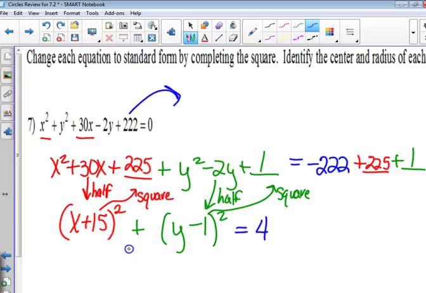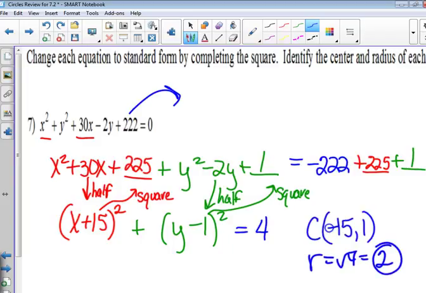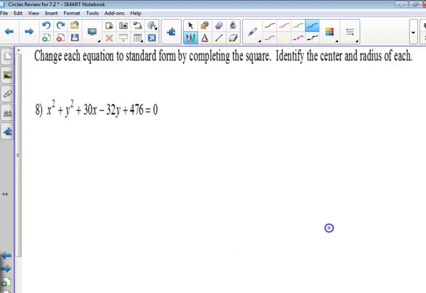It's going to get harder when we have ellipses and hyperbolas because there's going to be stretches. But for now, all we got to do is complete the square. Tell me the two things it asks for. The center is also at, and the radius is 2. Okay. I want you to try number 8. I'm going to give you a full 60 seconds to try number 8.